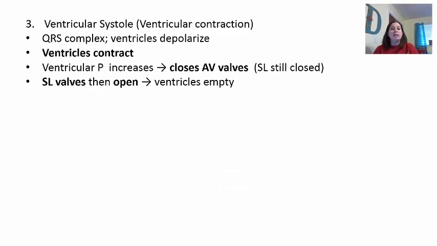Then, once we see that the blood has emptied out of the atria, we want to get the ventricles ready to contract to push the blood either to the lungs or the rest of the body. This is the QRS complex on our EKG, where the ventricles are going to depolarize, and the ventricles are going to go through the process of contracting. The ventricular pressure is going to increase. This is going to close the AV valves. The SL valves are going to still be closed here as well. The SL valves then will open when the ventricles do their contraction so that they can empty the blood out of those chambers.